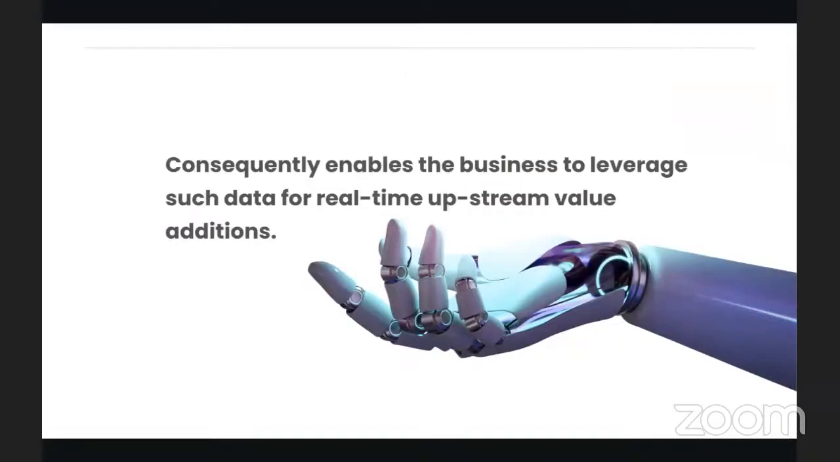Once we are able to generate data accurately at the very inception, the consequent benefits it provides to the business at large and the business ecosystem at large are significant. And this is where the need for real-time information, which is reliable, accurate, and compliant, for it to be used upstream.